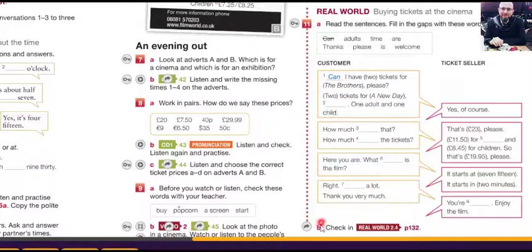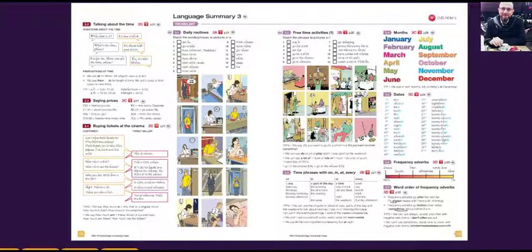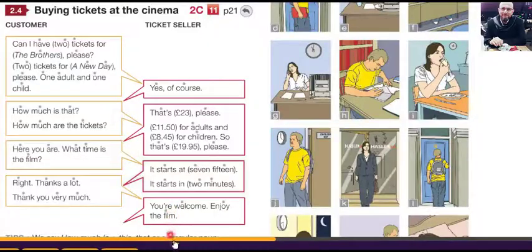Okay, now we want to check. We will go to the real world. Okay, here it is. So we say here, can I have two tickets? Of course, here, two, this is in brackets. You can change, you can say, for example, three tickets, one ticket, for here the name of the film, for the Terminator, the Avatar, okay? And the same here, two tickets you can change. The name here you can change, okay?